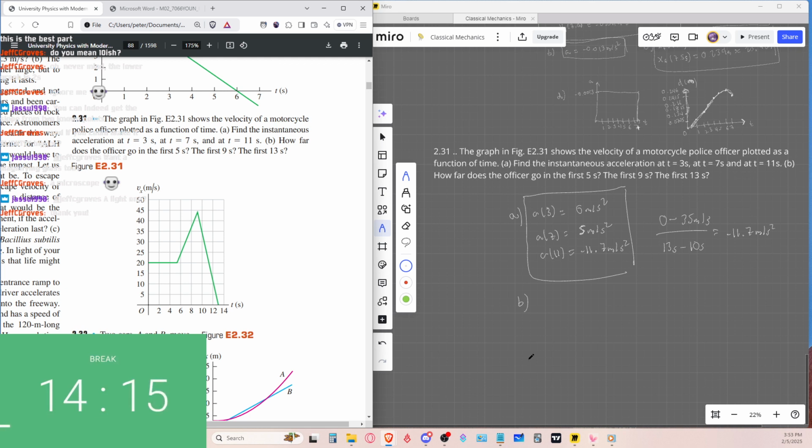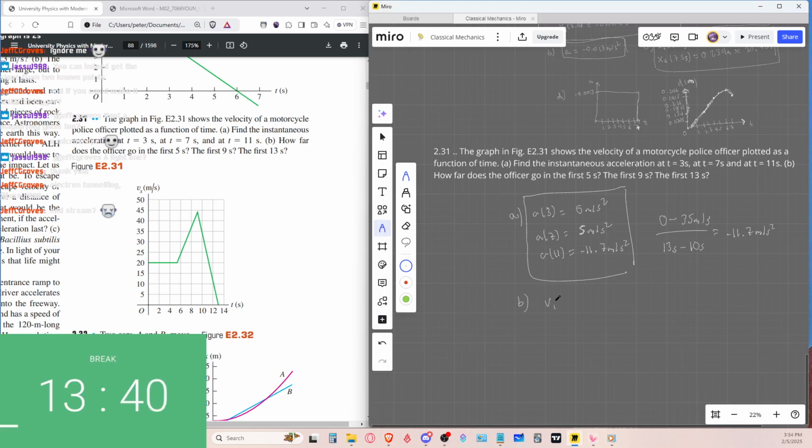So I'm probably gonna finish this problem and then we'll probably end stream from there. I guess we've been doing 3 problems per stream. How far does the officer go in the first 5 seconds, and the first 9 seconds, and the first 13? So I'm guessing they need you to use the accelerations as the catalyst for calculating the distance. So the first 5 seconds. The initial velocity is 20 meters per second.